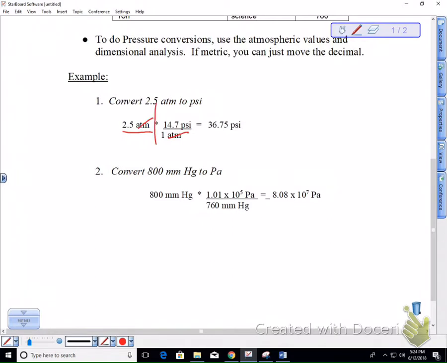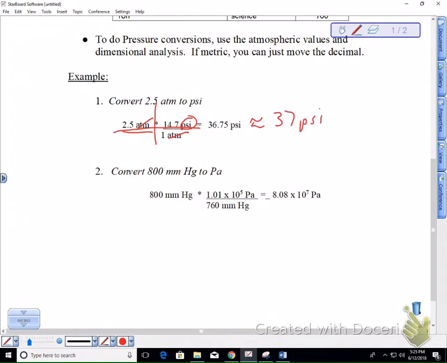And I know that many of you, because your teachers do it this way, may see it like that. And whatever unit you're looking for goes on top. We teach it this way because if you just use the dimensional analysis process, you always get the numbers in the right place. If the units are in the right place, then the numbers should be in the right place. And of course, then we multiply and get 36.75 psi. And those of you who are hung up on sig figs, yes, I should have rounded that to 37.